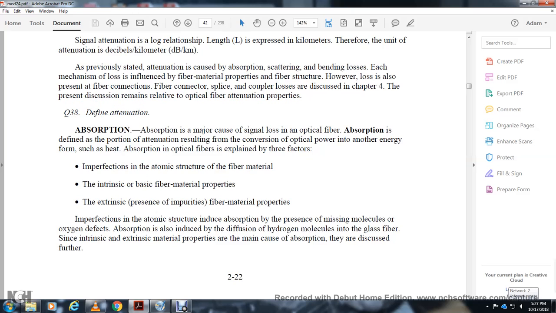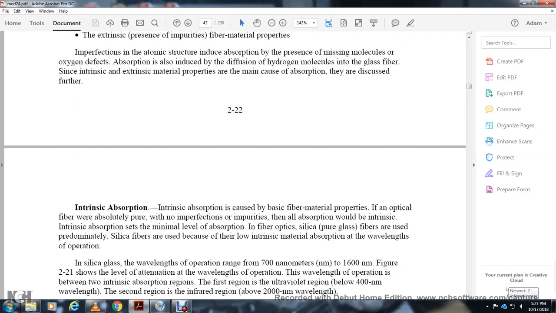Imperfection of the atomic structure causes absorption through the presence of missing molecules or oxygen defects. Absorption is also due to the diffusion of hydrogen molecules into the glass fiber. The sum of the intrinsic and extrinsic material properties may cause the absorption. We will discuss them further. Intrinsic absorption.